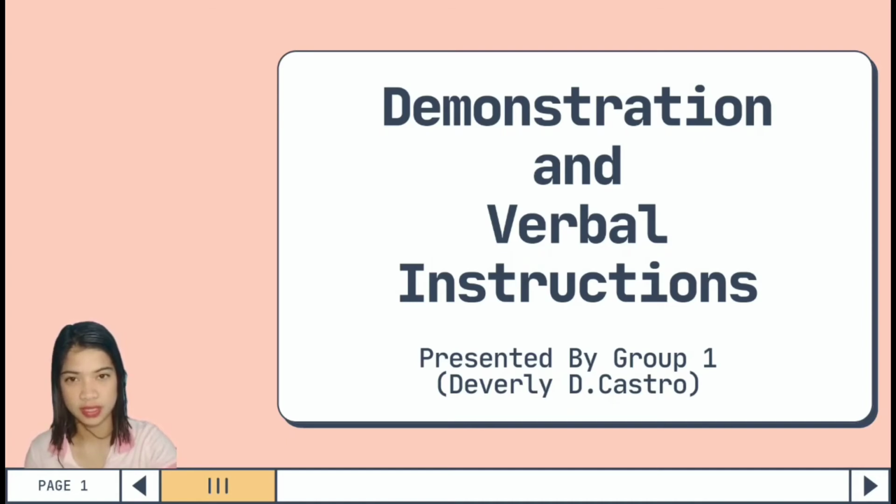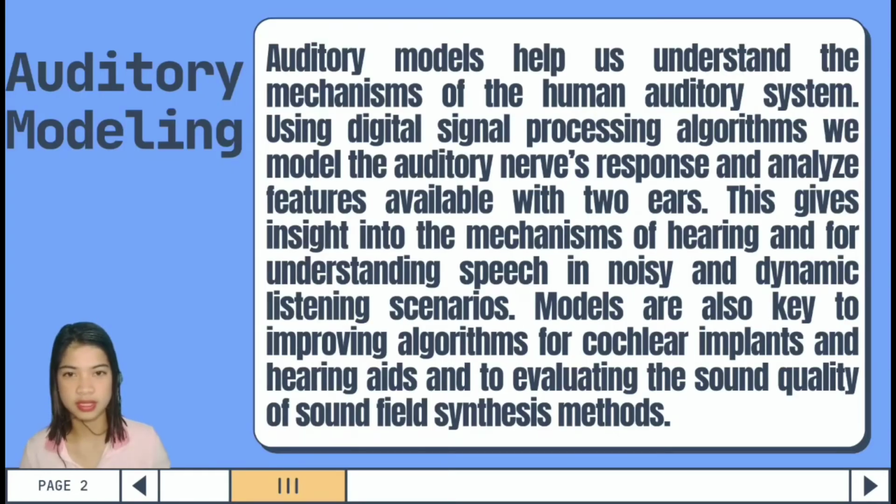Audio modeling. So, auditory models help us understand the mechanism of the human auditory system. By using digital signal processing algorithms, we model the auditory nerve responses and analyze the features available with two ears.